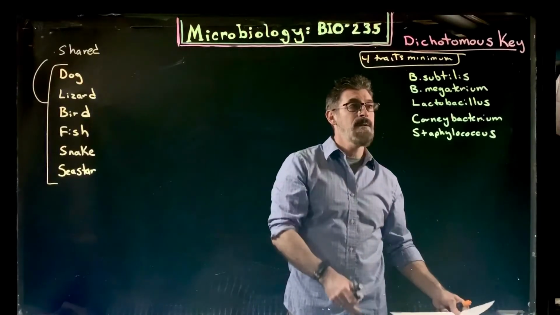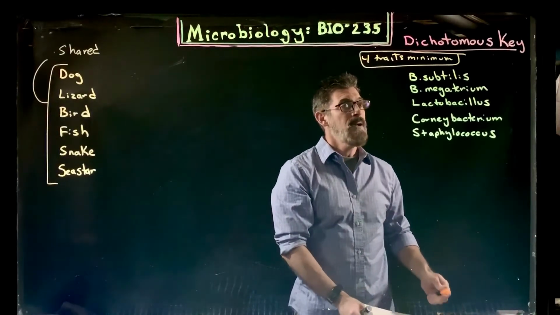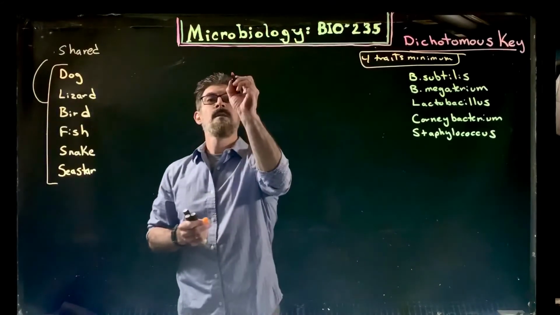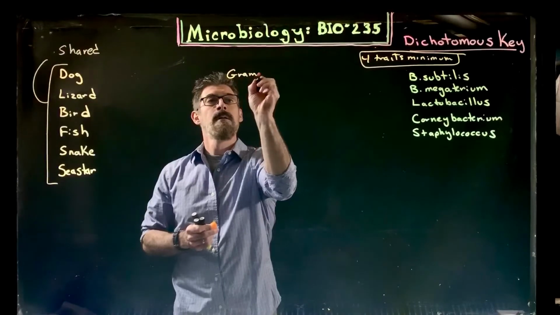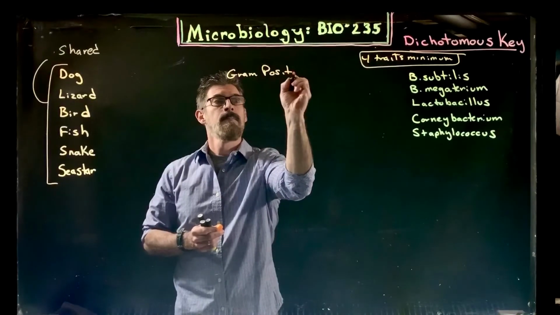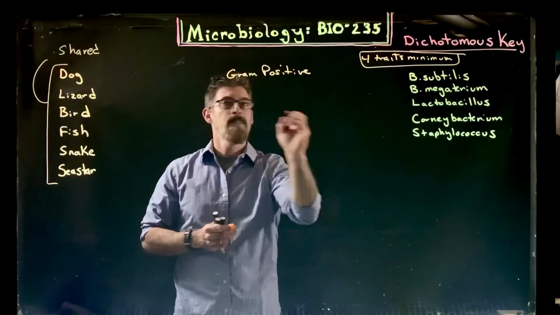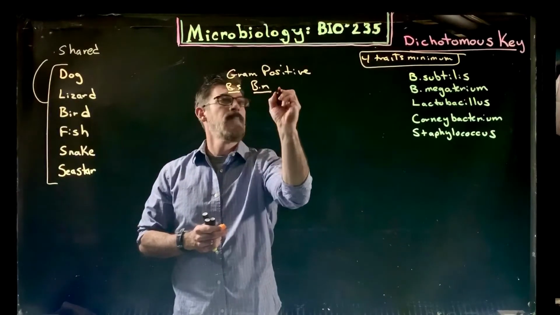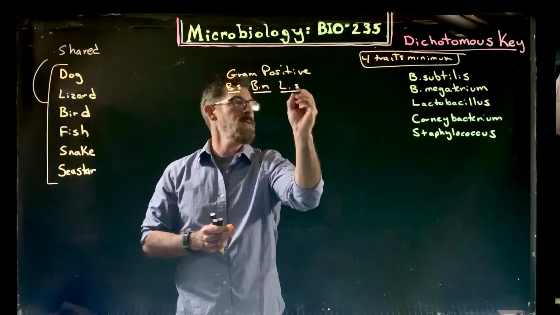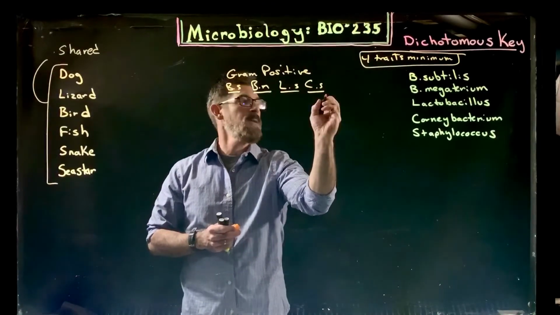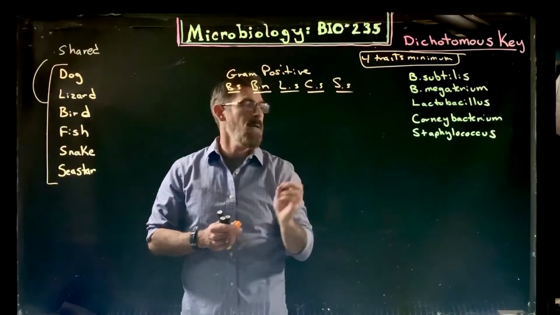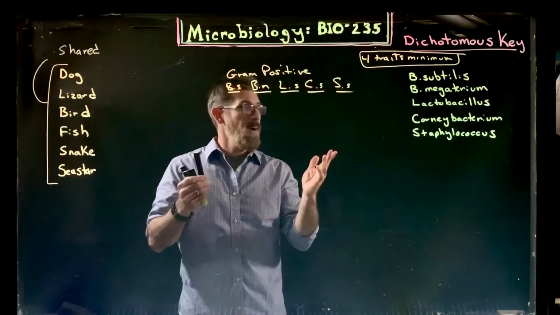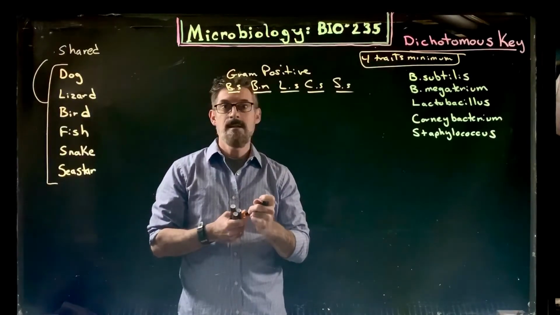So I have these organisms here: Bacillus subtilis, Bacillus megaterium, a lactobacillus, a corynebacterium, and a staphylococcus. So we're going to start off here with them all being gram positive. Right? They all are. So Bacillus subtilis, Bacillus megaterium, the lactobacillus, and I'll just put S for species, the corynebacteria species, and the staphylococcus species. I'm not going into that much detail right now. So just kind of generic. All gram positive. So what would be the next thing?